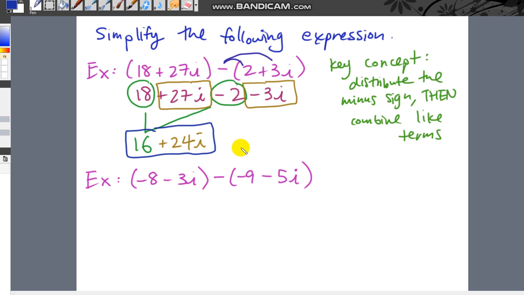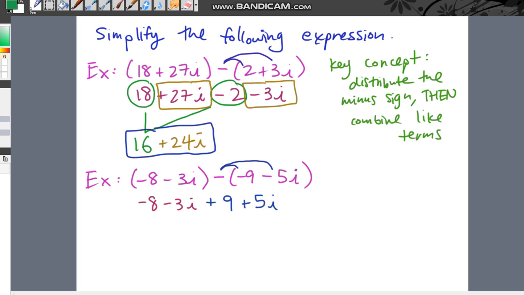Okay, now let's say I give you something like this. So if we use something like this, we have a minus sign here. Same idea. We have to distribute that minus sign. Okay, when we distribute this minus sign, we get -8 minus 3i. Two negatives become positive, so we have a plus 9. Two negatives also become positive here. We have a plus 5i.